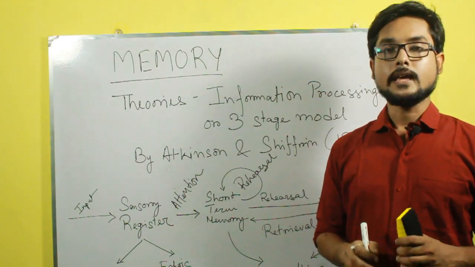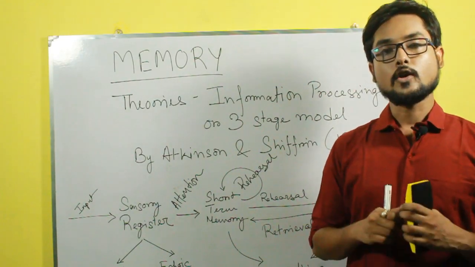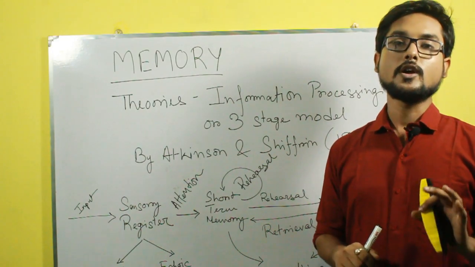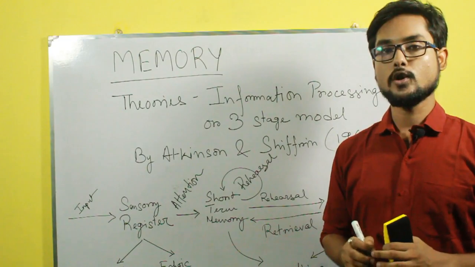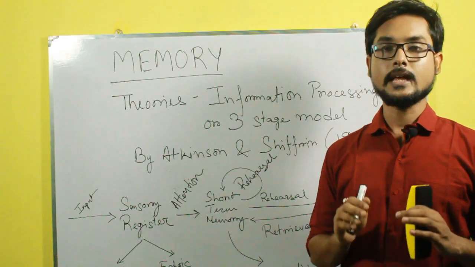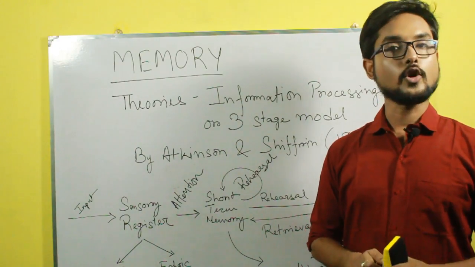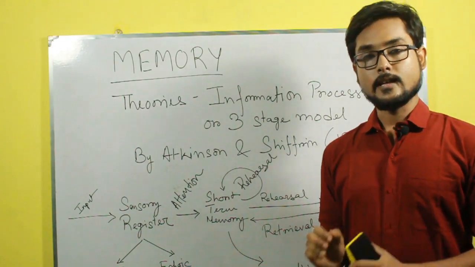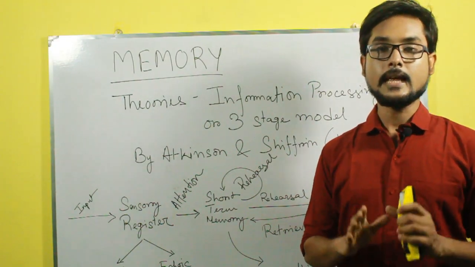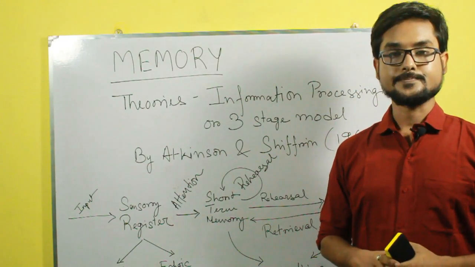Ebbinghaus and Wundt initially did their experiments on short-term memory and concluded that short-term memory can hold on to the information for about 20 seconds, and can hold up to 4 to 5 items of information. Later, Miller did his own experiments and concluded that short-term memory can hold on to 7 plus minus 2 items of information in our mind.